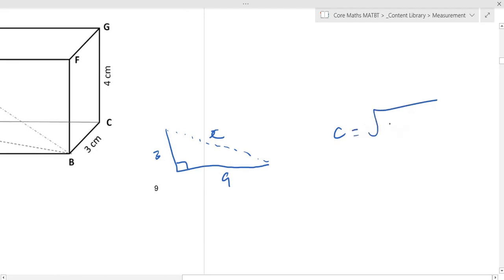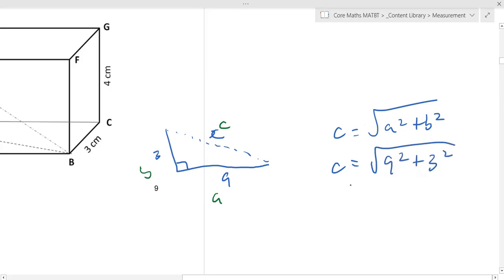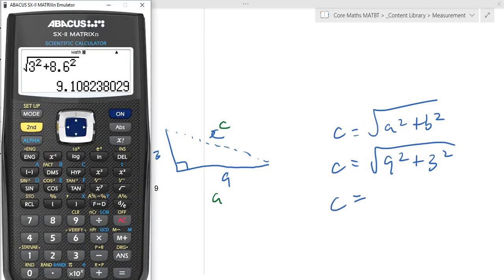Square root of a squared plus b squared. And again, if you don't like skipping steps, remember that this is c, that's a, and that can be b. You don't have to do this, but it's good to know, and if you can already do it without it, that's good. So put that in: 9 squared plus 3 squared. Put it in your calculator.